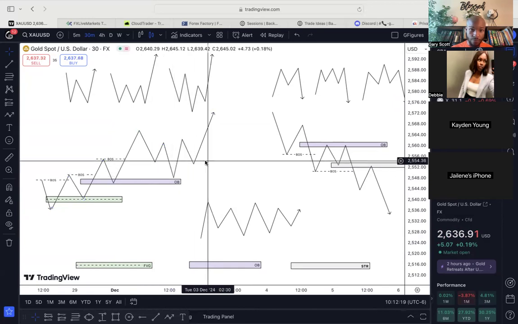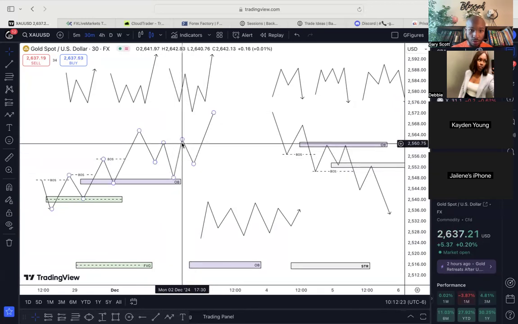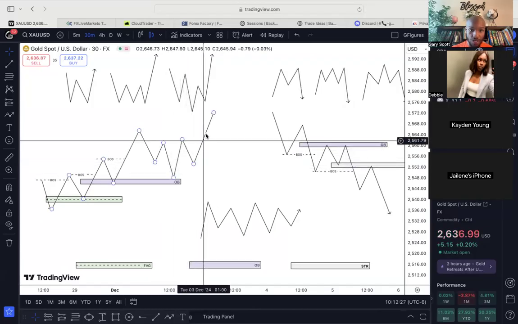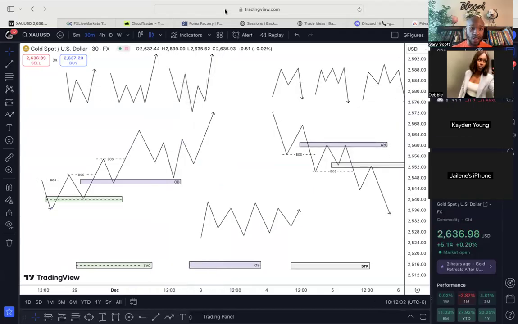Shoulder, head, shoulder. What ended up happening? Price broke structure at this point. It retested back to an area of value, and then price took off to the upside. All right. Did that make sense to you guys thus far? If it made sense, type a three in the chat. All right, great.